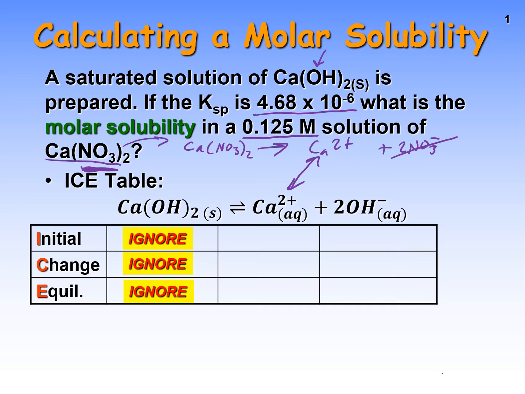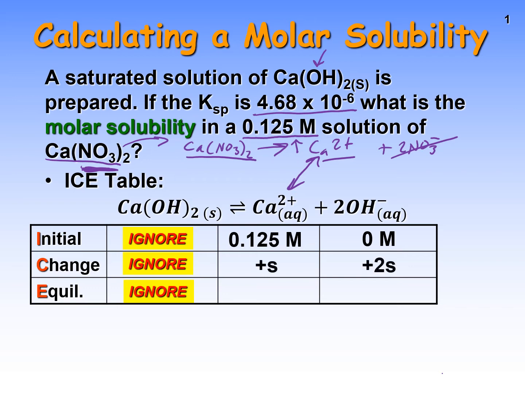Calcium 2 plus in this case is our common ion, and what this effectively means is that I have an initial concentration of calcium 2 plus in my solution. So my initial for calcium 2 plus is 0.125 because for every one calcium nitrate, I get one calcium 2 plus, making my initial concentration the initial concentration of calcium nitrate for calcium. Now hydroxide is still 0. We didn't add any hydroxide to the system, so that's already 0. And now we just fill in our change, right?